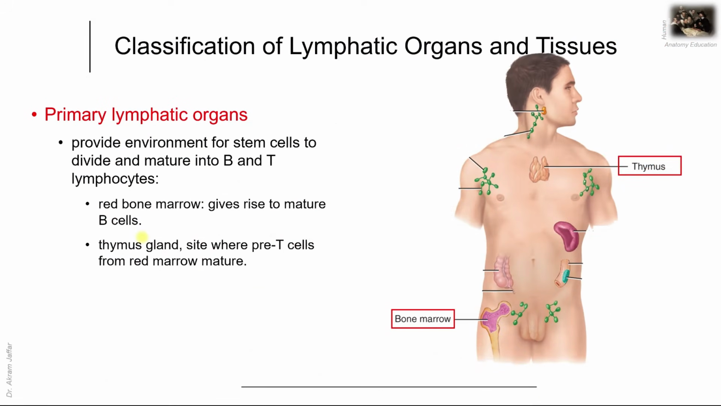Lymphatic organs can be classified as primary and secondary lymphatic organs. The primary lymphatic organs provide environment for the stem cells to divide and mature into B and T lymphocytes. Primary lymphatic organs include the red bone marrow, which gives rise to mature B cells, and the thymus gland. Again, it's a primary lymphatic organ. And the thymus gland is the site where pre-T cells from the red bone marrow mature, and hence they are called T cells, referring to their maturation in the thymus.